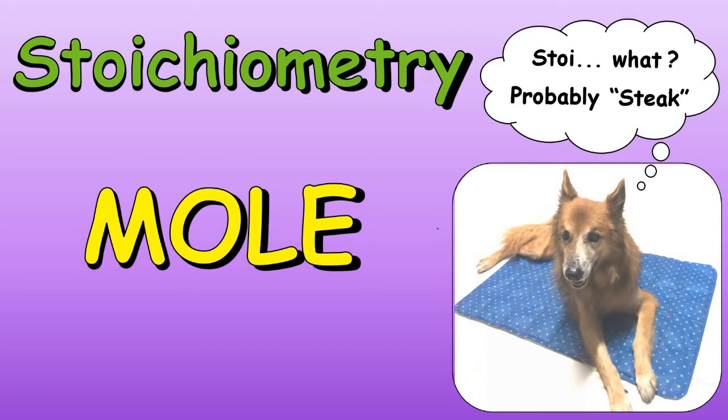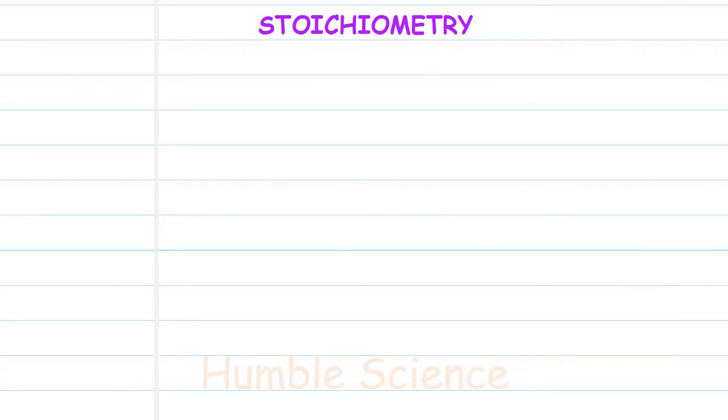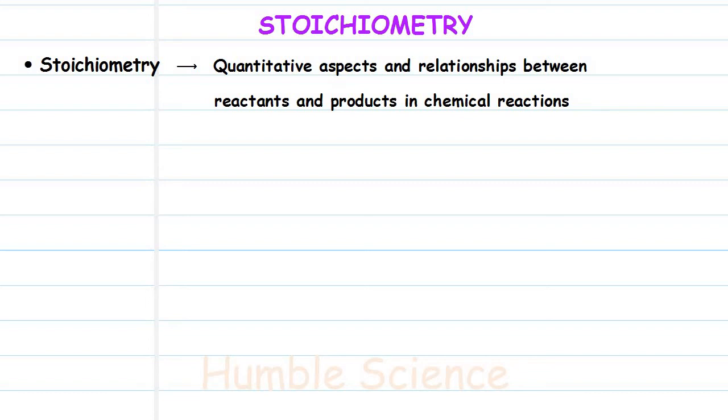This is general chemistry. Today we will be looking at stoichiometry and mole. Stoichiometry is a big topic in chemistry. It usually focuses on the relationships between reactants and products in chemical reactions.